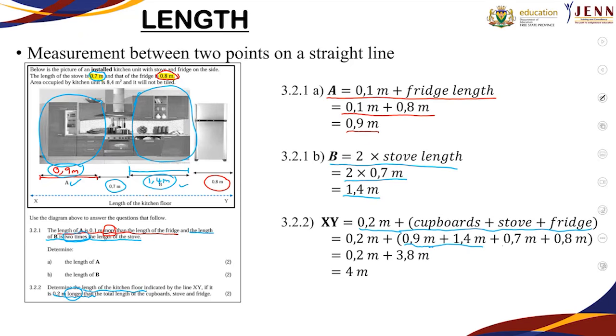The length of the stove was already given, plus the length of the fridge. So when I add all of them together, it's 3.8. Now that 3.8, it must be longer, which means I am adding 0.2, which means from X and Y, the length of the kitchen floor is 4 meters. So that is the concept of length.